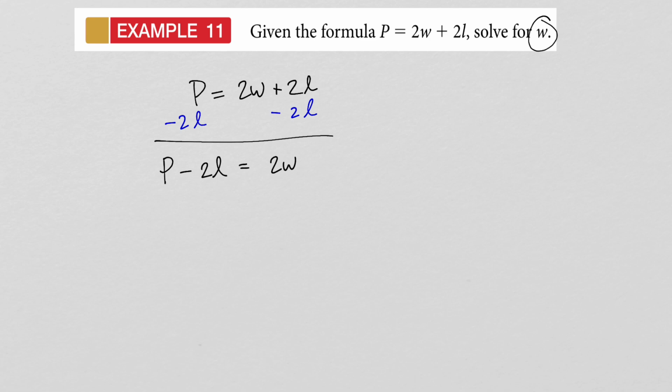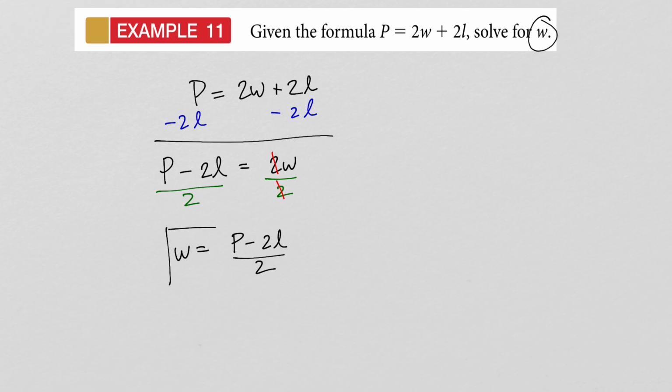And then to get W all by itself, I just need to divide by 2 on the right side and also divide by 2 on the left side. This will give us W is equal to, and you got to be very careful here. Do not cancel these 2's here. Remember, you cannot cancel terms. The only way you'd be able to cancel a 2 here is if you also had a 2 here, which we do not. So we're just going to write this as P minus 2L divided by 2.